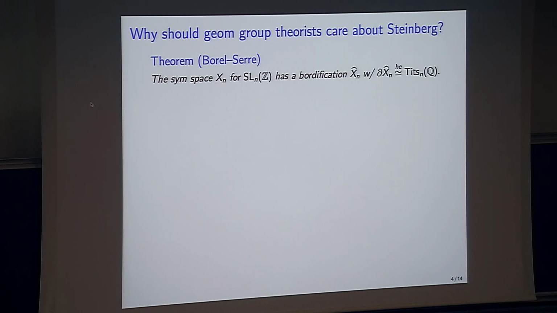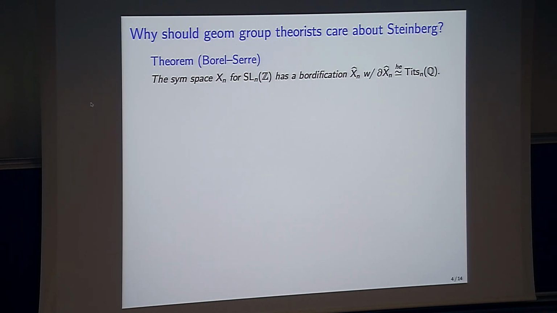And so the symmetric space, remember I've talked about the moduli space of curves, and I said it's not compact. And you sort of want to compactify it. That was a thing we did yesterday, right? And Borel and Serre compactified these symmetric spaces. Well, the symmetric space Xn for SLnZ has a bordification. You can add a boundary at infinity, and the boundary turns out to be homotopy equivalent to the Tits building. Okay? And I want to explain that.